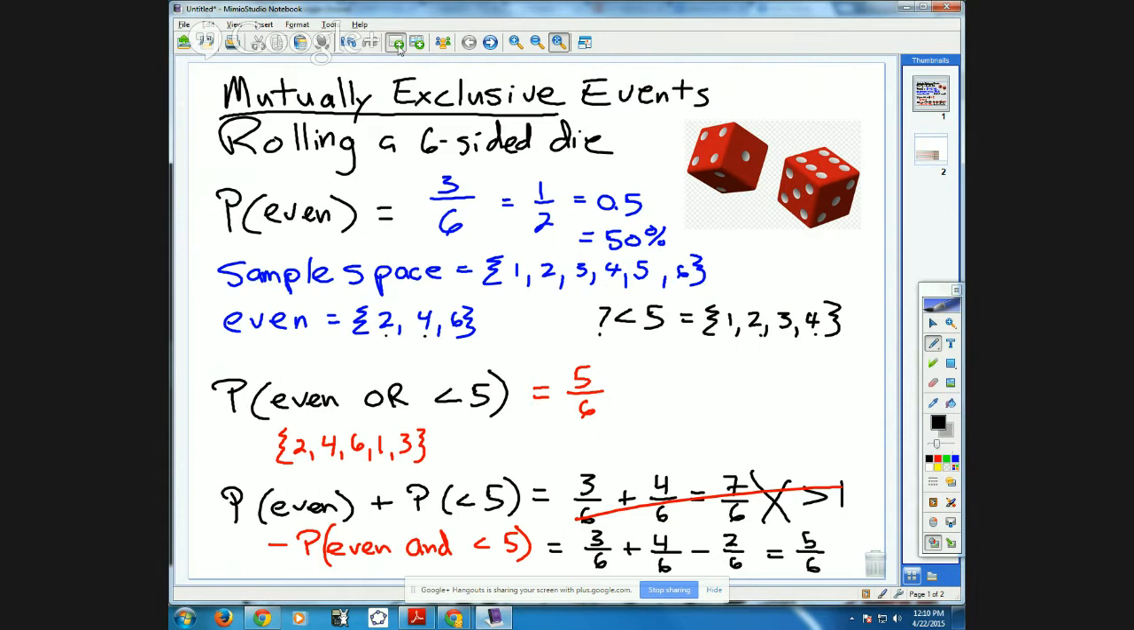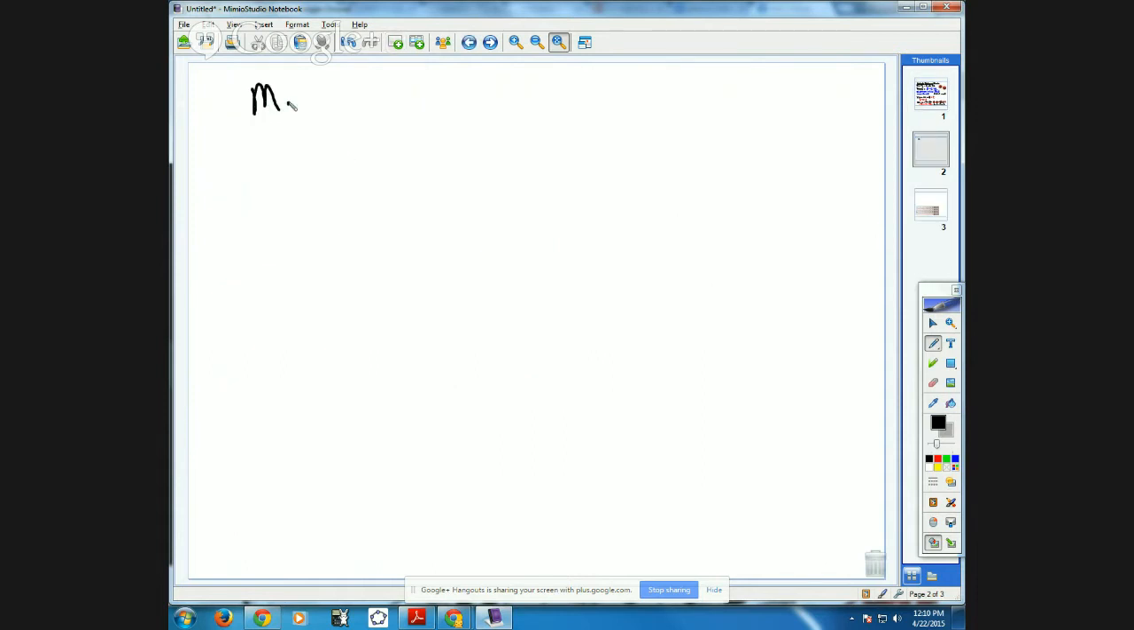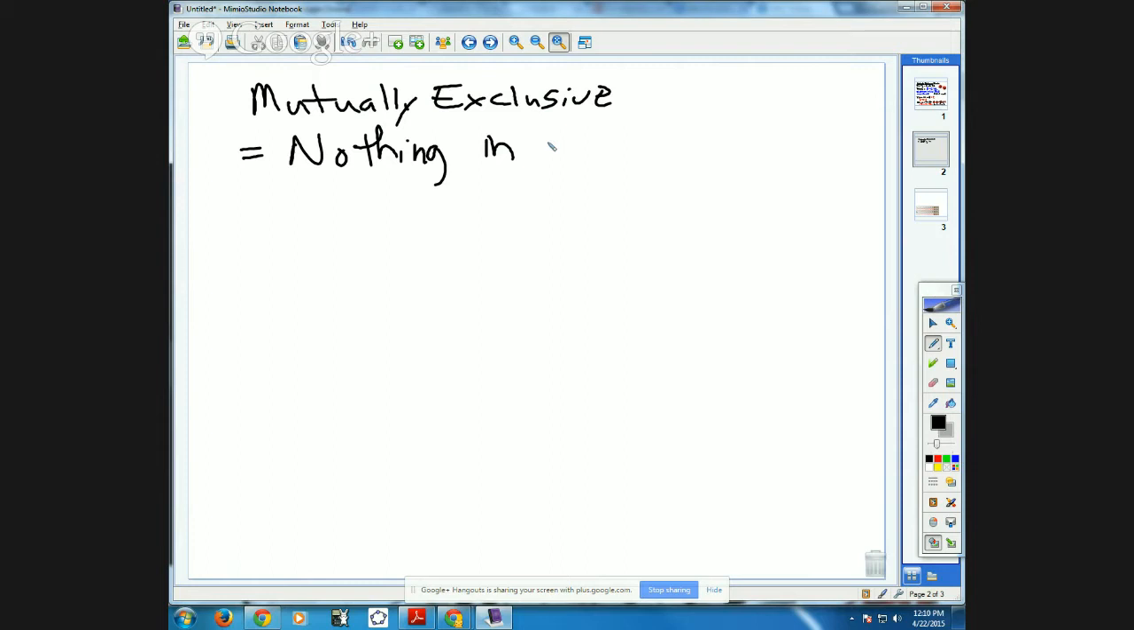So let's summarize that. Mutually exclusive. Mutual, common, exclusive, they exclude nothing. So nothing can be in common. That means nothing in common.